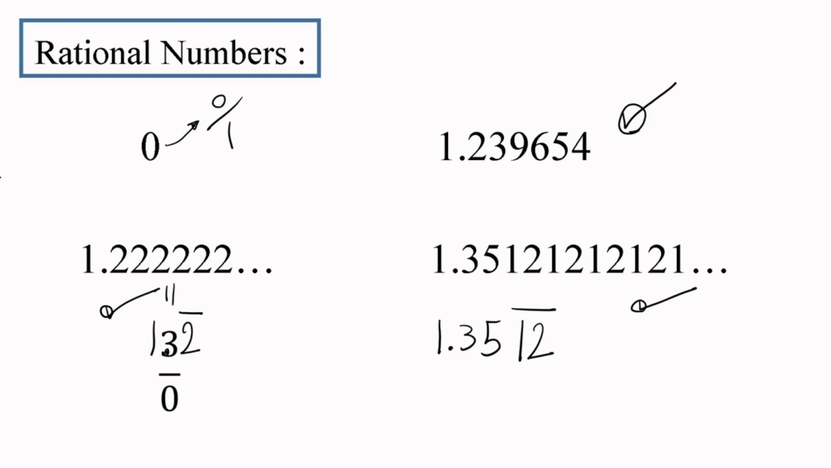Look at this one. What about this one? 3 over 0. I told you we cannot have a fraction whose denominator is 0. So this one is not defined.